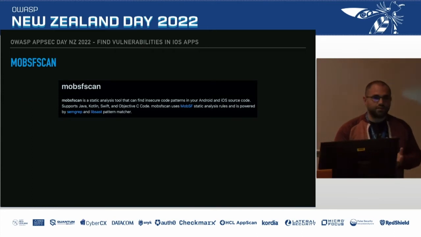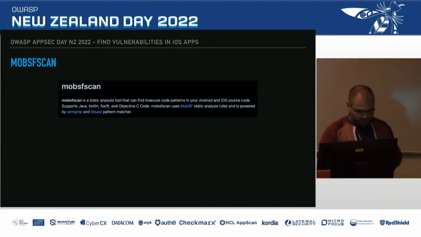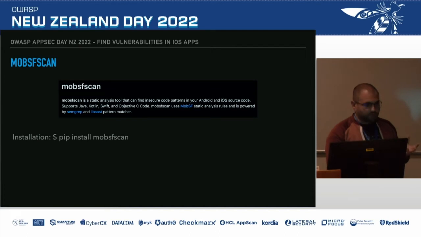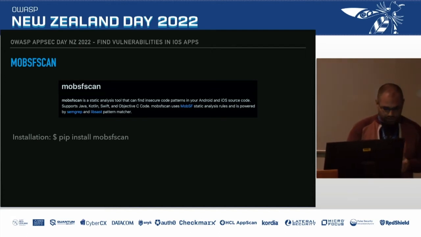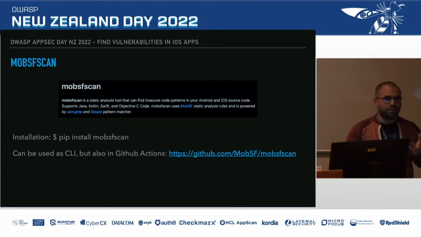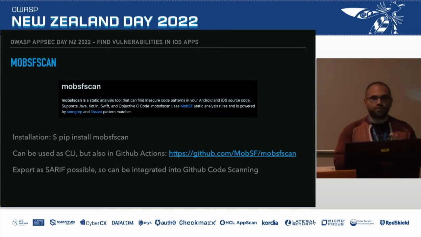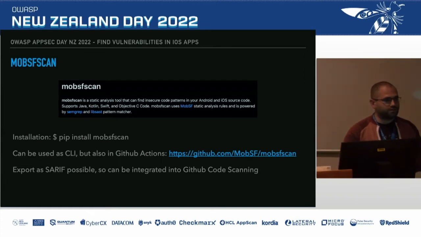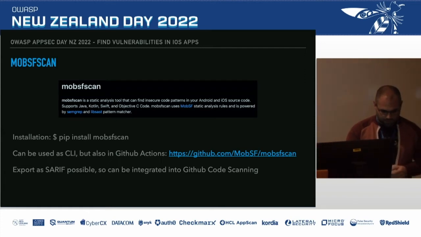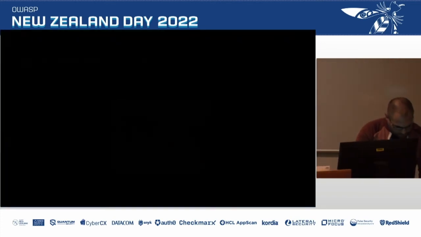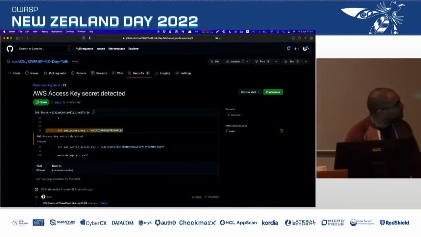Okay, so what we will be exploring again as a GitHub action is MobSF scan. MobSF scan you can install via pip on your machine, or also make it available as a GitHub action in the GitHub action pipeline. Also, MobSF scan has the possibility to export it as SARIF, meaning it can be directly ingested into your GitHub also. So again, let me quickly show you this.